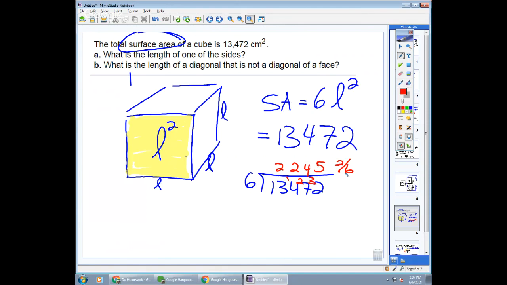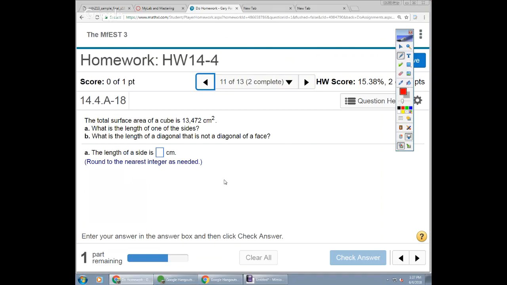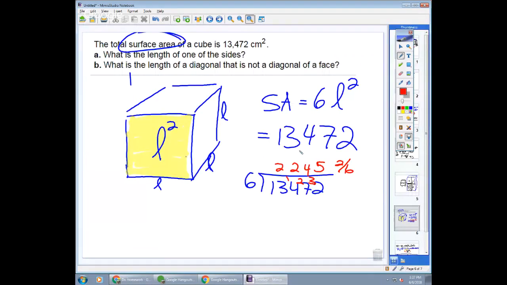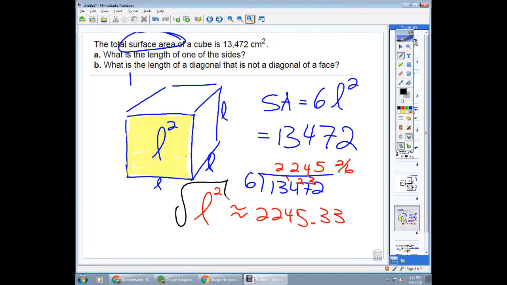And do they want exact or approximate answer? Round to the nearest integer, okay? So we don't have to worry too much about that. 2/6 is 1/3, so that should be approximately 1,245.33. Let's go with that, that's probably enough decimal places. That's L squared. So what do we have to do to get rid of the square? Yeah, take the square root of that, and that will give us our approximation for L.